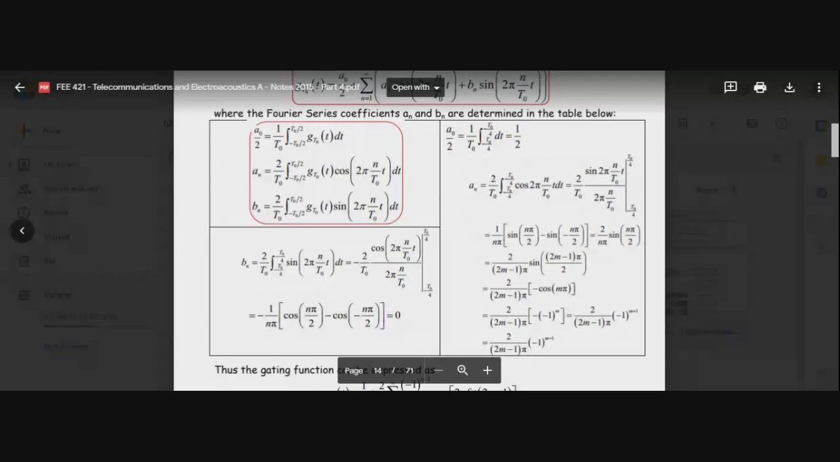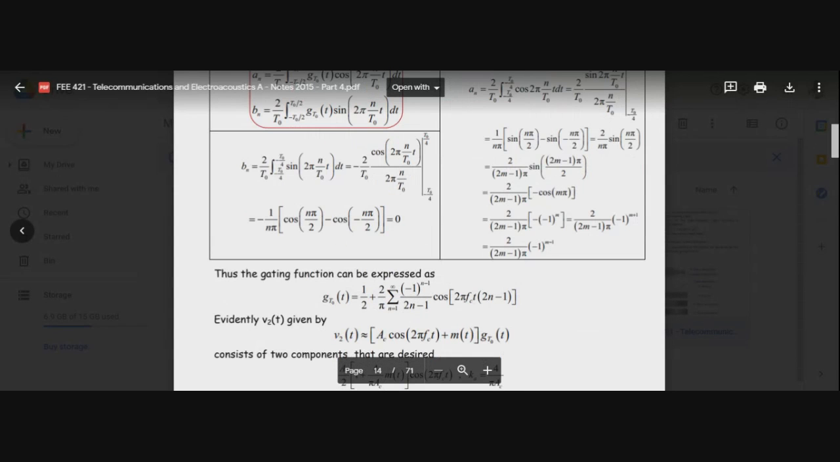In the bottom left, we've shown that b_n is 0, a0/2 is a half, and the other ones are given there. I don't want to spend time on this; I'm hoping that you can read what is presented there. So what we are calling the gated signal is g_T0(t), now written fully in terms of its Fourier series.